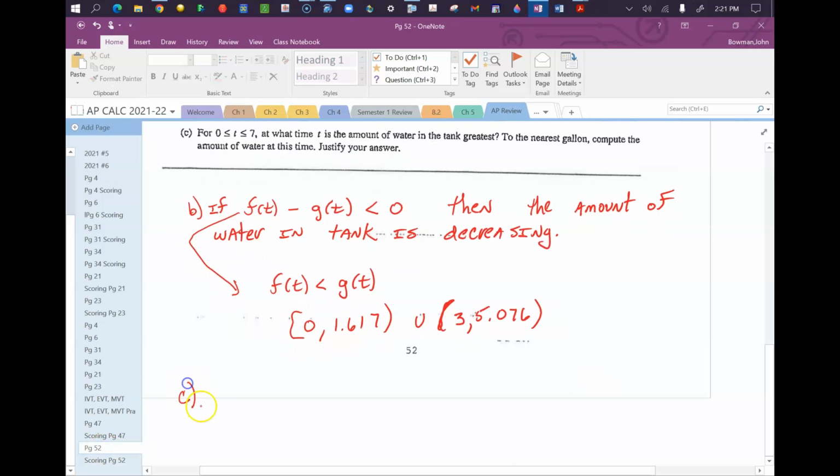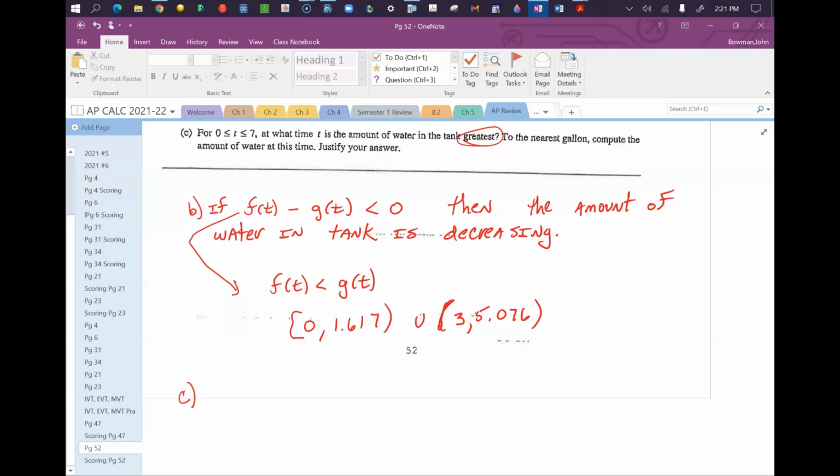So let's see what they're asking in part C. For the closed interval from 0 to 7, at what time t is the amount of water in the tank the greatest? Okay, so we're optimizing, we're maximizing that function. To the nearest gallon, compute the amount of water at this time. Justify your answer. First of all, it's a closed interval, so we have to include the endpoints.